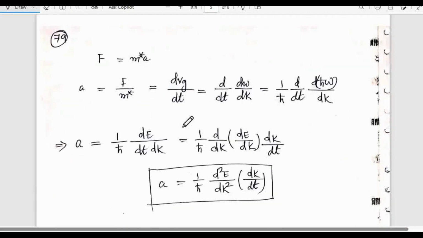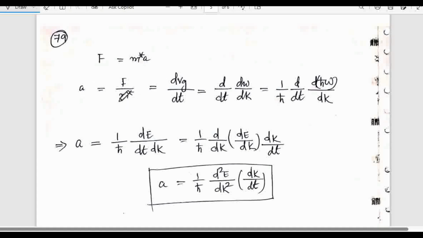We know from Newton's second law that force equals mass times the net acceleration produced in the body. From that equation, acceleration is force divided by m star. We denote the mass of the particle as m star, the effective mass. We'll see what the physical nature of this m star is.